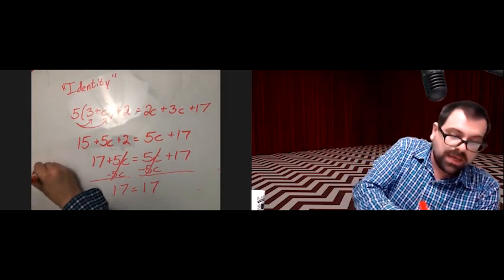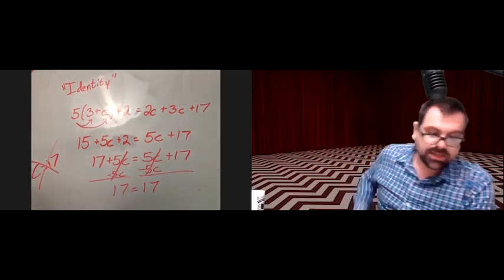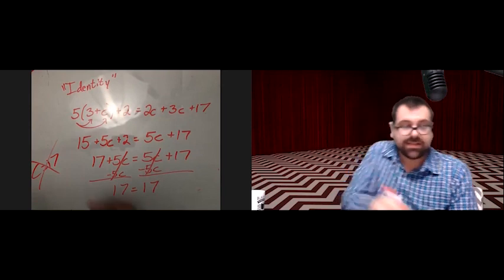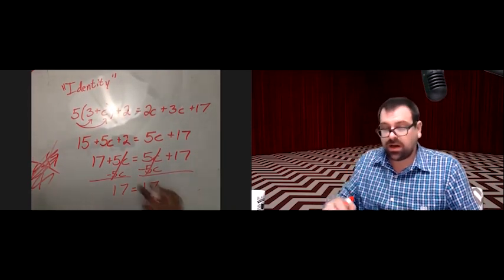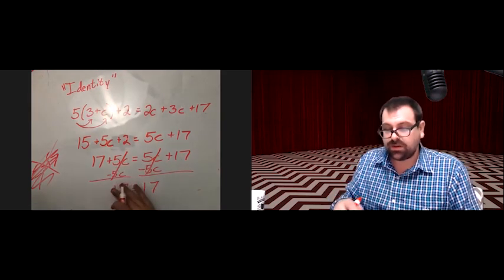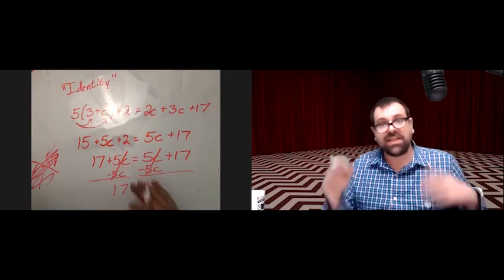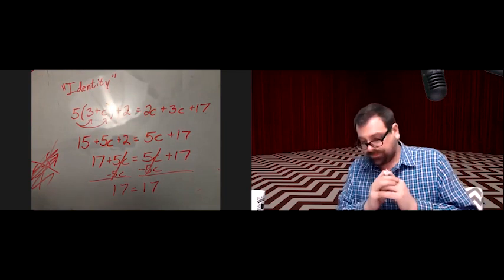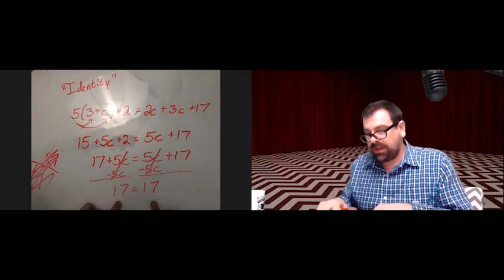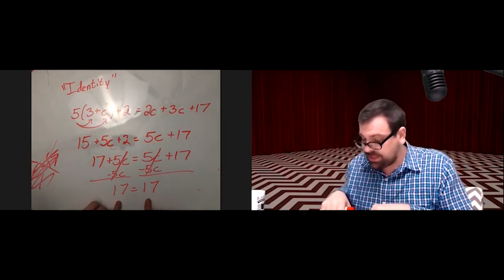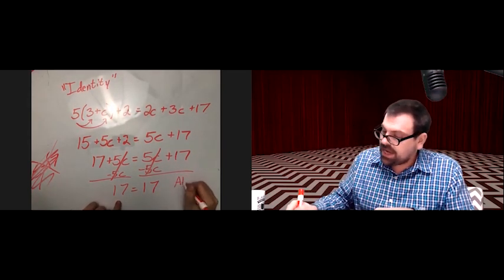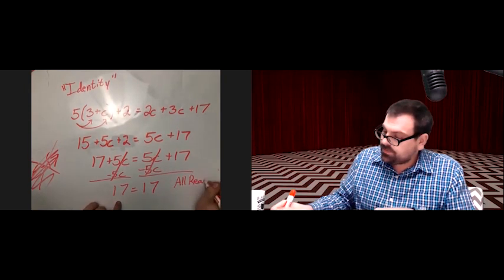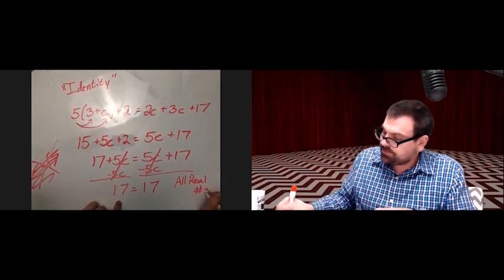This does not mean that the answer is C equals 17. This does not mean that. There is no more C. The C's are gone. 5C minus 5C is 0C, 0. But we're left with 17 equals 17, which is an identity. When this happens, the answer is all real numbers.